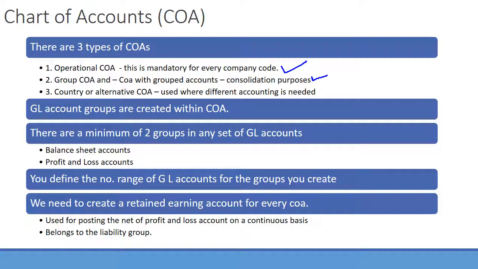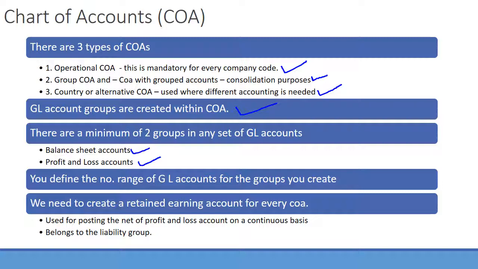And finally, you will have a country chart of accounts or alternative chart of accounts below the company code level. This situation comes when a different type of accounting has to be done at the company code level specific to any country. The GL accounts are grouped within the COA, for example, asset accounts, liability accounts, revenue accounts, expense accounts, etc. There should be a minimum of two groups in any set of GL accounts. The first one is balance sheet accounts. The second one is profit and loss accounts. This is the main classification of GL accounts that is mandatory in SAP.